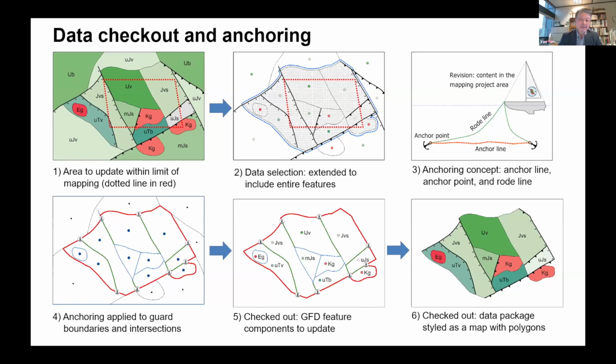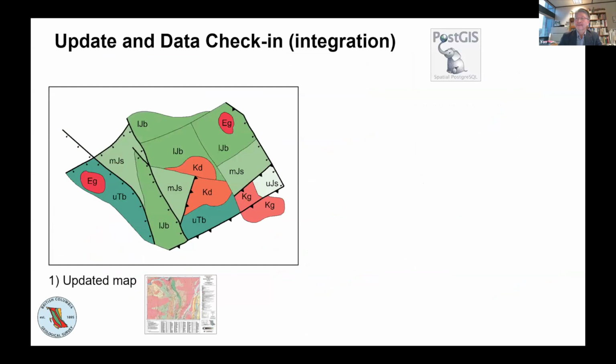We'll tag them anchor lines, and at the joints, anchor points, and then anything else inside, either something for revision or the green line for road line. So we will give this package of line work and centroids to a geologist to update. And years later, this is what happens. They bring back the data.